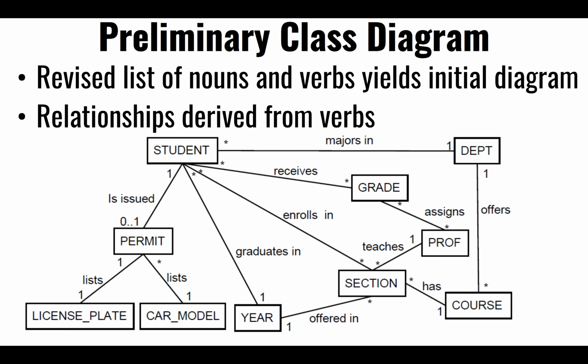Verb phrases sometimes are hard to interpret because the verb phrase might have multiple verbs, right? And sometimes they're not necessarily binary, where you only have two nouns related, but you might have 3 or 4 nouns related in the same verb phrase. So depending how you interpret it, how you parse it, it might yield different class diagrams, right? So let's take a look at them.